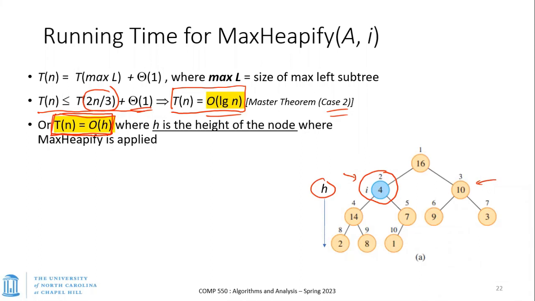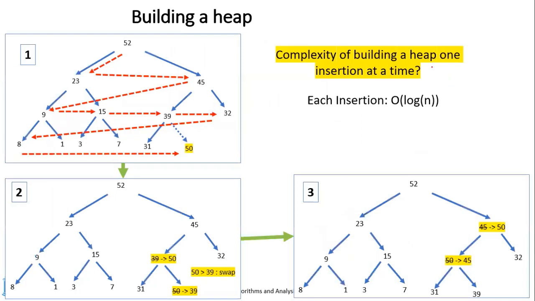All right, so that was the first part. Now, what about the complexity of doing multiple insertions? So let's say that you want to build the entire heap, and you want to do it one element at a time, one key at a time. So how long would that take?